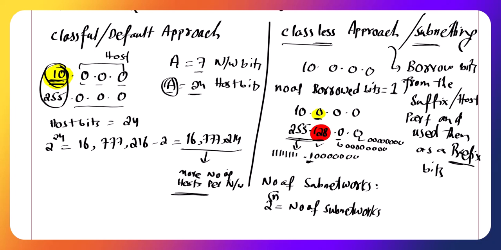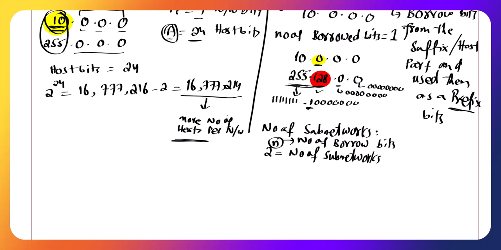But keep in your mind, this n means the number of borrow bits. So how many bits do we borrow? We borrow only 1 bit, so 2 power 1 is equal to 2. So we have 2 subnetworks. The 10 network is now divided into 2 subnetworks. And the subnet mask after borrowing 1 bit is 255.128.0.0. That was the subnet mask.